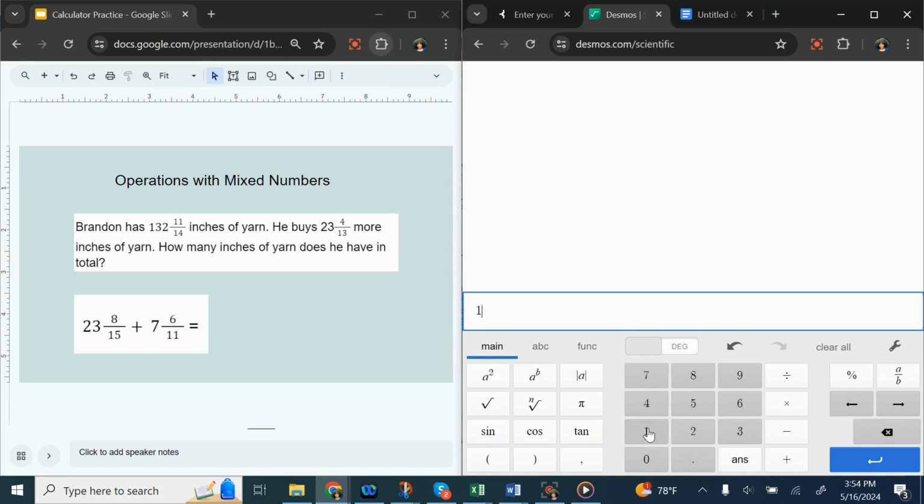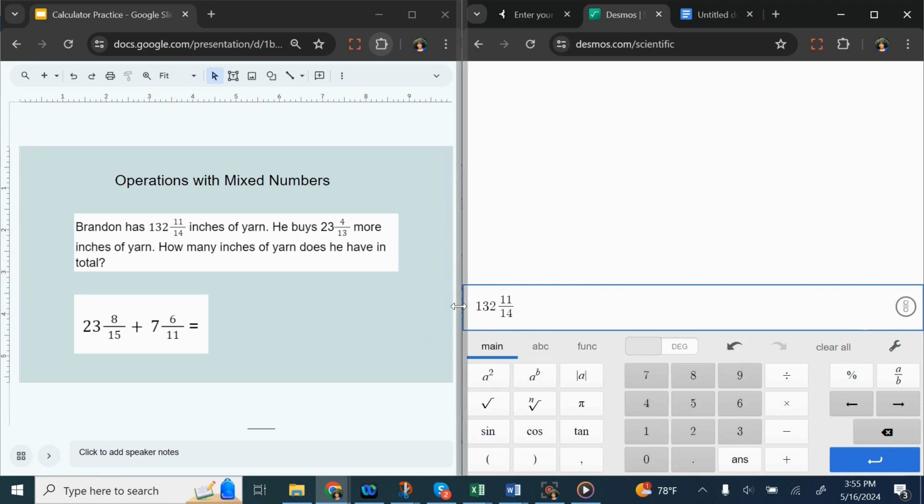So we're going to say 132 and 11/14. Okay, so that's what he starts with. And then he is buying more yarn. So we're going to be adding to his already large supply of yarn. We're going to add to that. So I'm going to hit the plus button. And we're going to add 23 and 4/13.